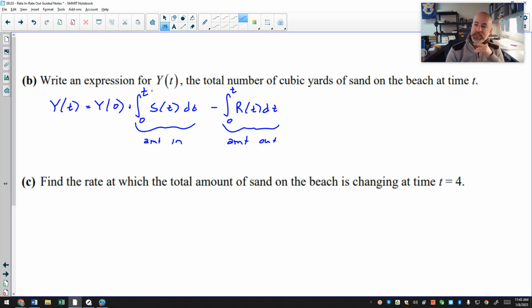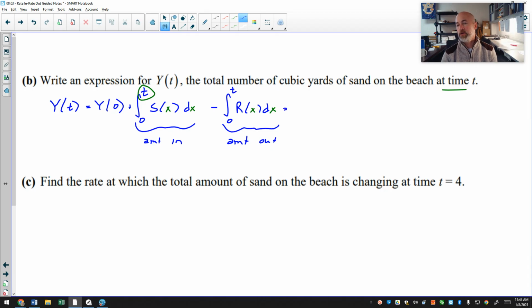And a point of emphasis here, while this could be considered correct, I don't like having the same variable for my upper limit of integration as I do my lower limit as I do my function that's in my integral. So instead of doing s of t dt, I just throw in a dummy variable, and I'm just going to replace these t's for x, because t is defined as the time at which I'm interested in finding the total amount of sand. So that needs to be the upper limit, which means any other t does not need to be confused for that same time. So I'm just going to replace them with any other variable, and I'll replace them with x. And that would be an expression. I think that would be acceptable.